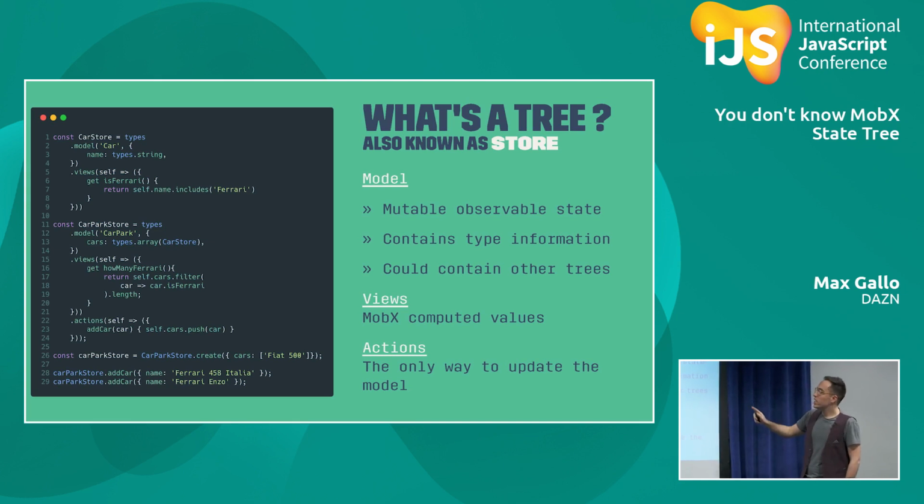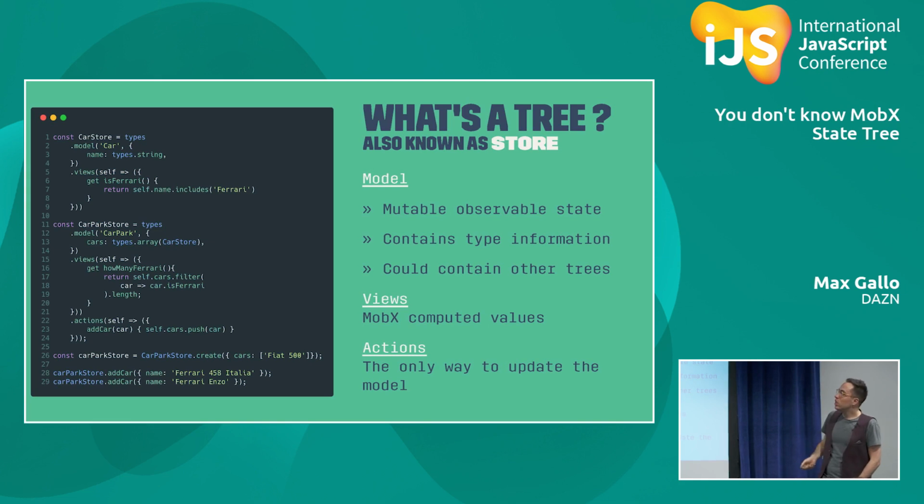The first part is the model. The model is a mutable observable state. Again, you may remember from 2 slides ago, MobX. That's plain MobX, nothing changes. This is an addition: it contains type information. So as you can see here, for example, this is the model of a car. This is one property, and then there is type string. So I have to specify the type of my property, of my observable state.